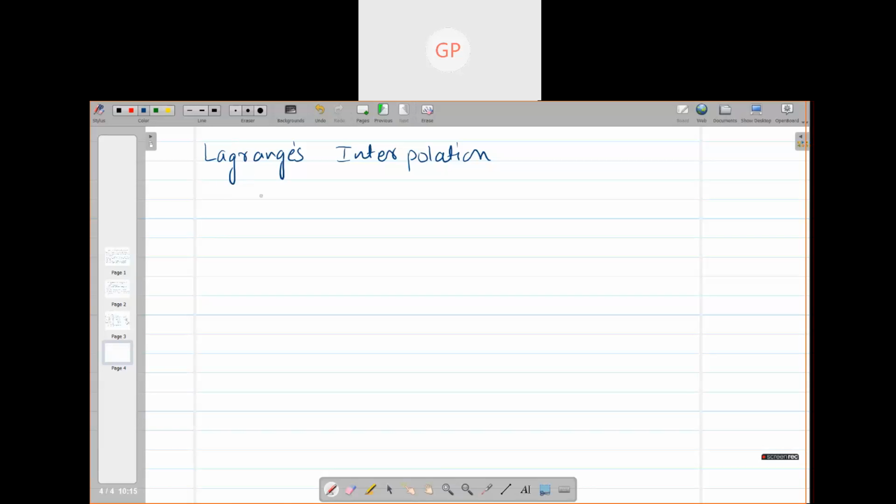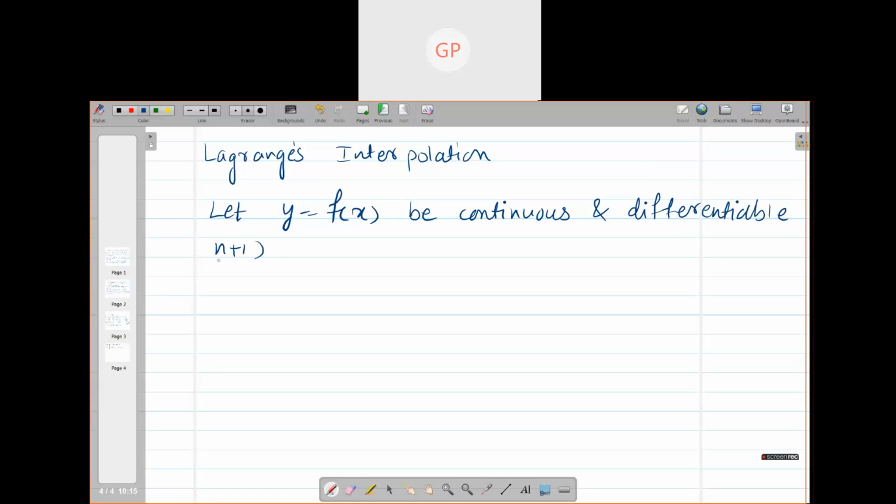Write with me. Let y equal to f of x be continuous. This is important. Be continuous and differentiable n plus 1 times in the interval a comma b.